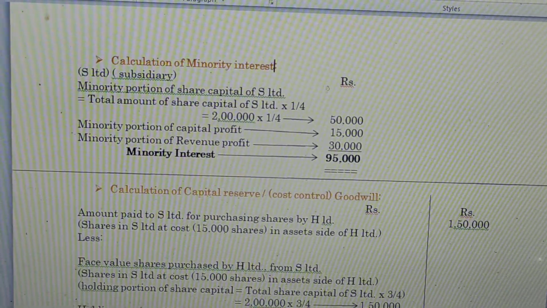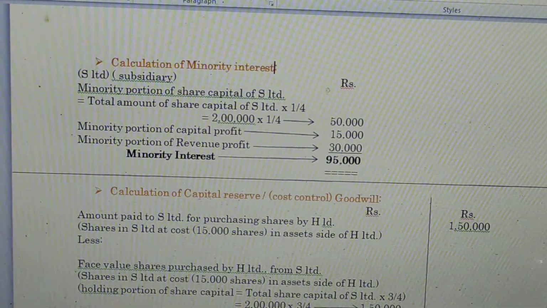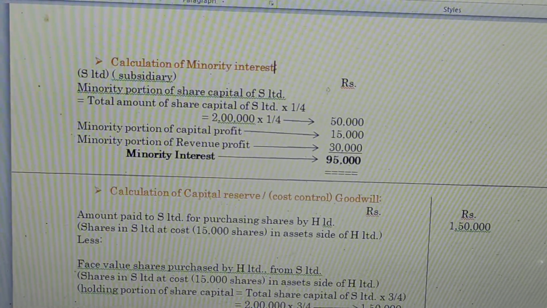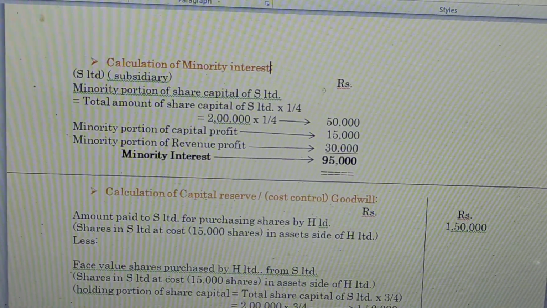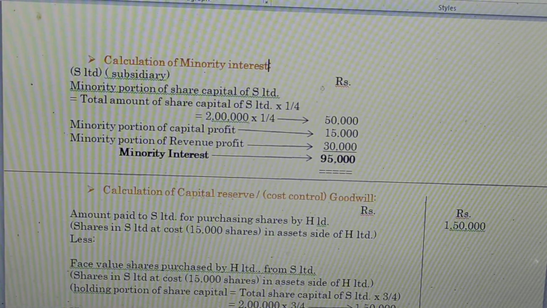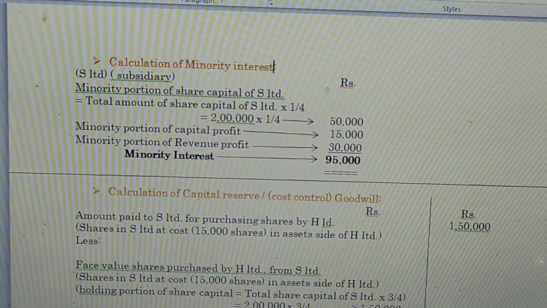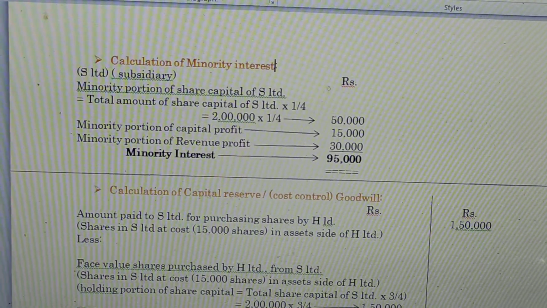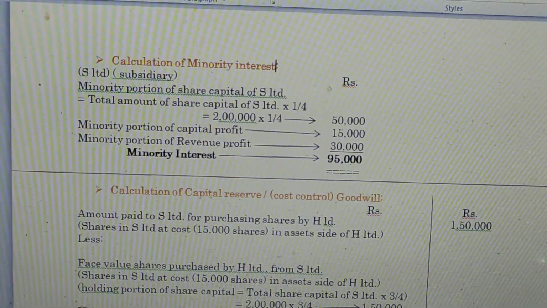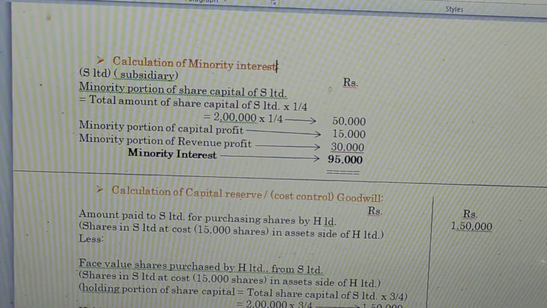S Limited, the subsidiary: minority portion of share capital of S Limited equals the total share capital of S Limited multiplied by 1/4. So 2 lakhs multiplied by 1/4, we get 50,000. Minority portion of capital profit is 15,000. Minority portion of revenue profit is 30,000. The total amount of 95,000 is the minority interest.